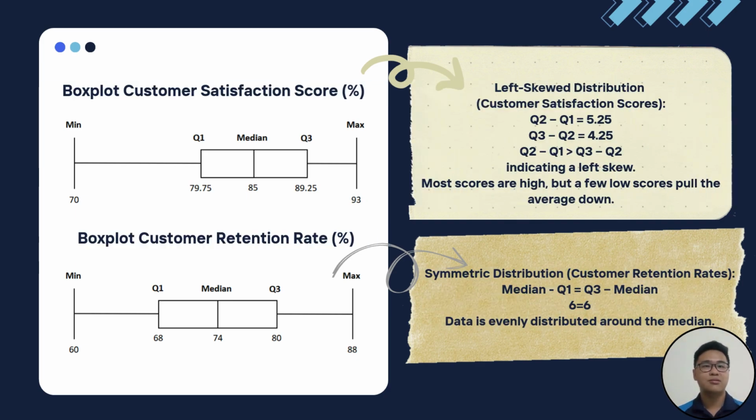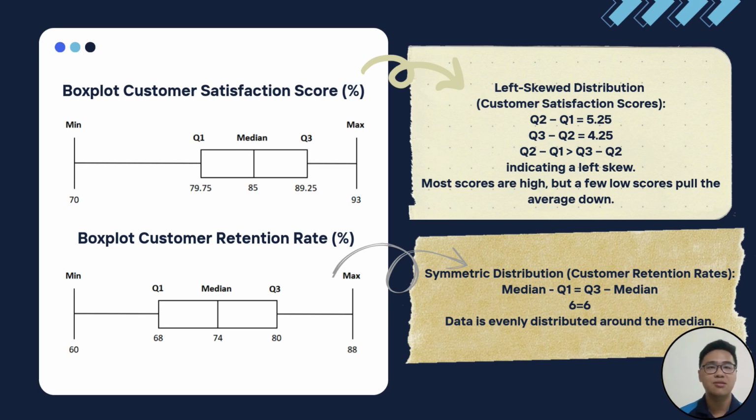So let's look at the box plot and see what it tells us. For the customer satisfaction score, the data is left skewed. This means more scores are higher, but a few low scores, like the minimum of 70, bring the average down. We can tell it is left skewed because the difference between Q2 and Q1 is 5.25, and the difference between Q3 and Q2 is 4.25. Since Q2 minus Q1 is larger than Q3 minus Q2, this confirms the left skewed shape.